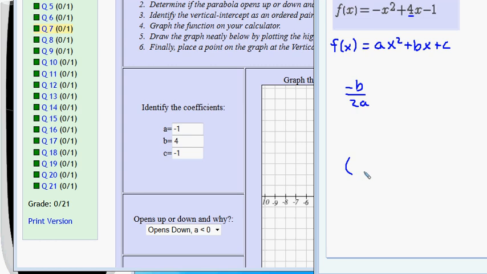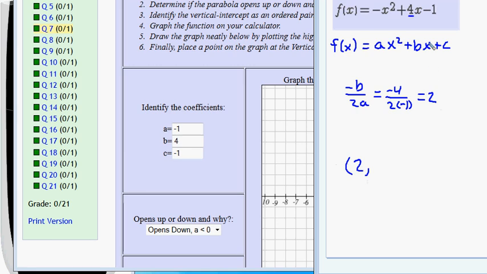And the first coordinate, the x value, can be found by taking the opposite of b, and dividing by 2 times a. So our b was 4, but we change the sign to negative 4, and then divide by 2 times a. But if you remember our case, a was this coefficient here, negative 1. So we have negative divided by negative is a positive. 4 divided by 2 is 2. So my x-coordinate of the vertex is 2.